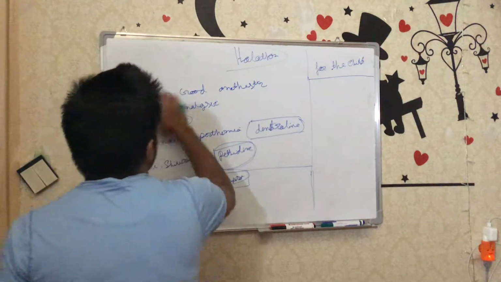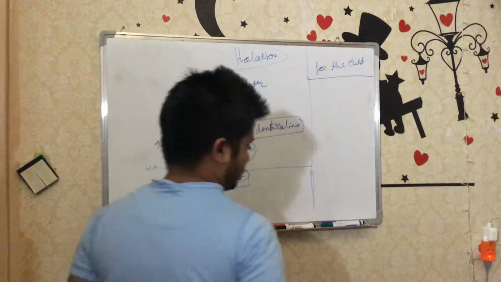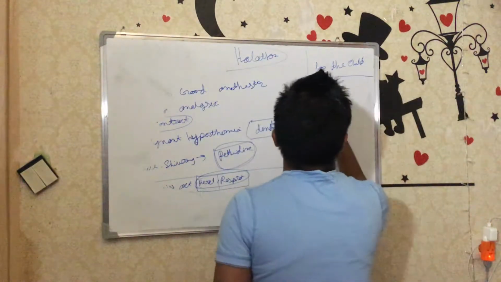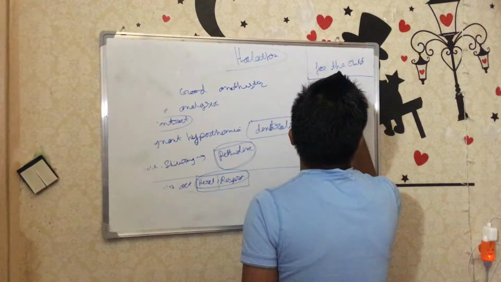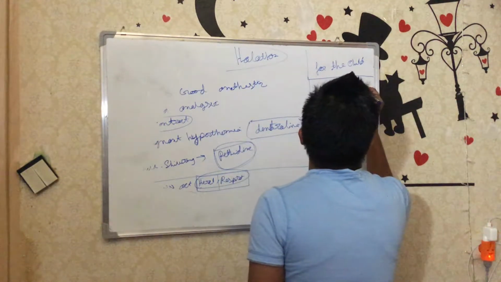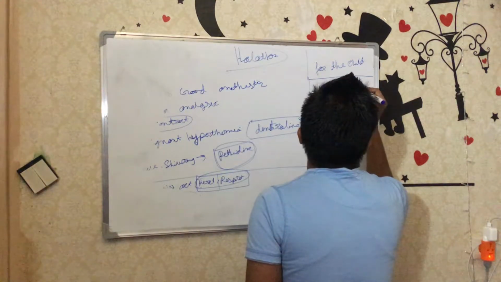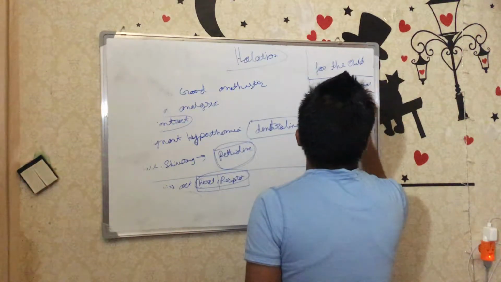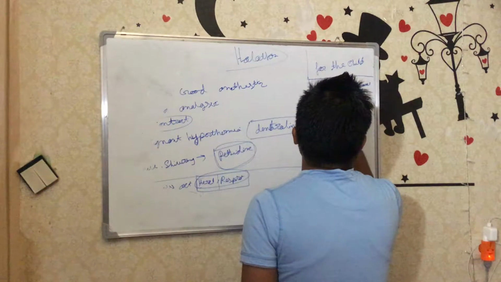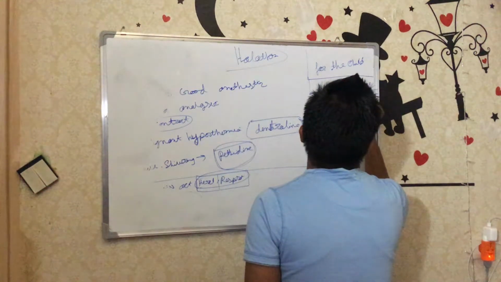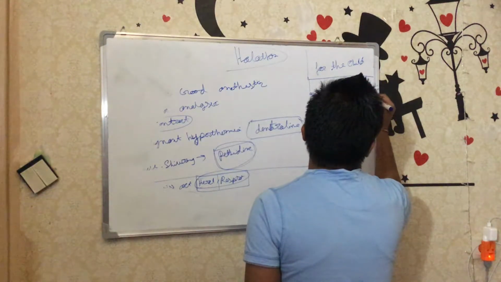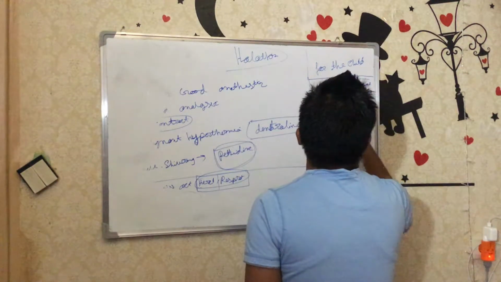So in halothane, one indication is manual removal of the placenta in childbirth. During childbirth we can use this drug.